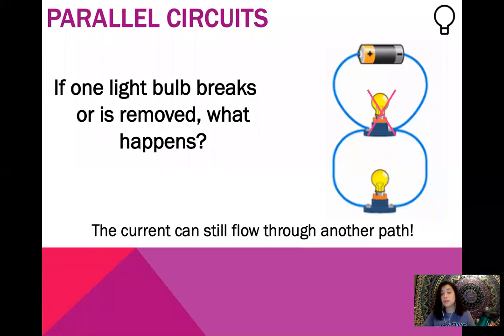The current still has a path to go through, right? Instead of my current moving through this light bulb, it's just going to say, okay, here we go. Instead, all the current will move through this light bulb. And then we're good.